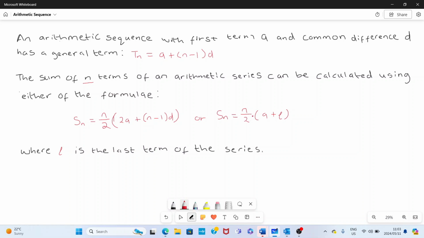You could use this one when you know what your last term is of the sequence in the series. This L represents the last term. If you have your a, which is the first term, and you know what the last term is, this is the simplest way to go. So we've already explained what L is. Right now we are going to quickly go into a basic question of how to use this.